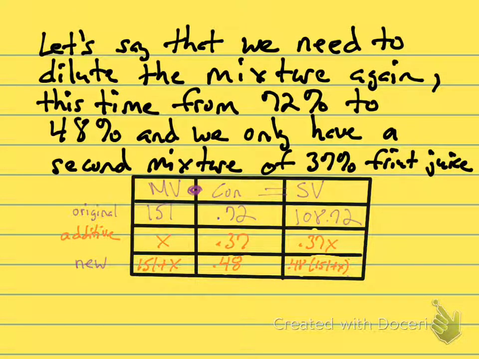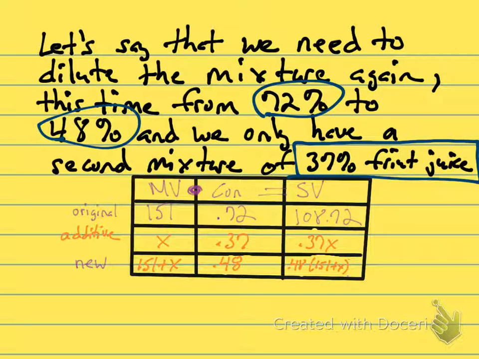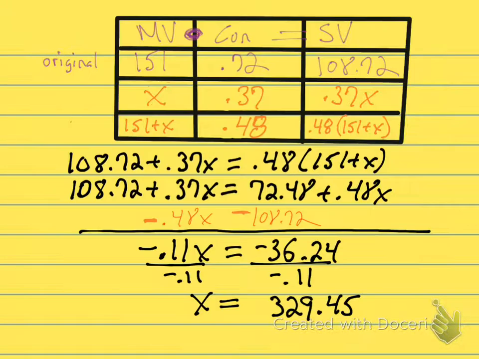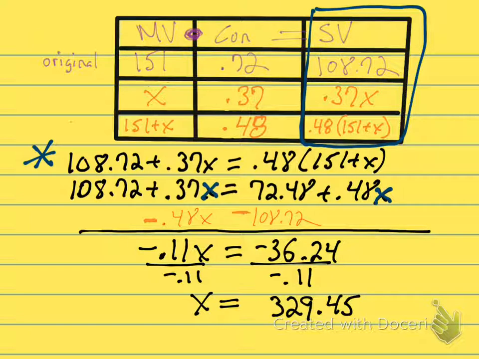Let's take another scenario, and this time that we need to dilute the mixture again, but this time from 72 to 48. And we don't have any water, but what we do have is a second mixture with a 37% concentration of fruit juice. You can see here how the chart is complete. Once again, we're going to use that last column in order to set up our equation. Notice again that we do have x on both sides because we did not use water. And this time we're using a 37% additive solution.